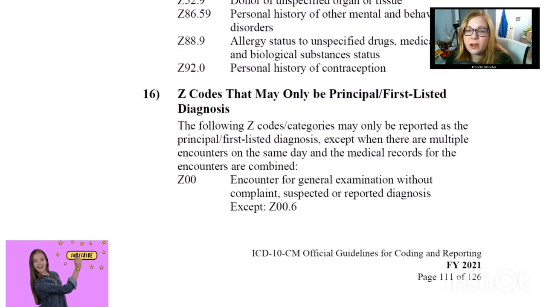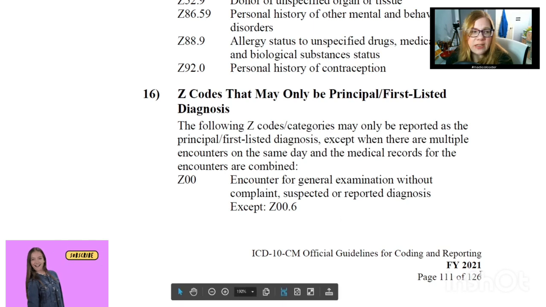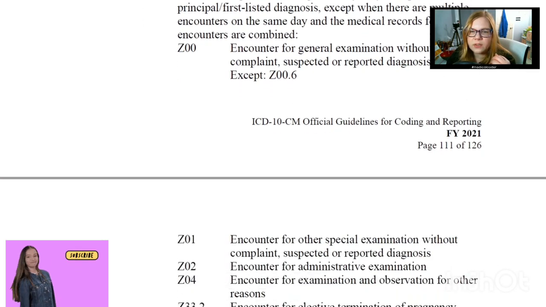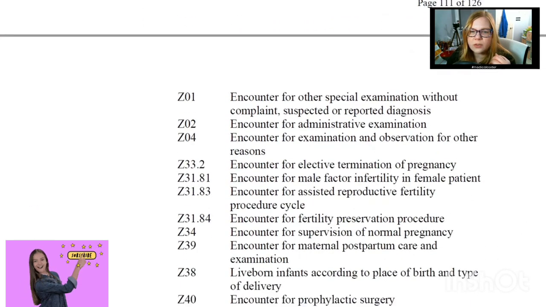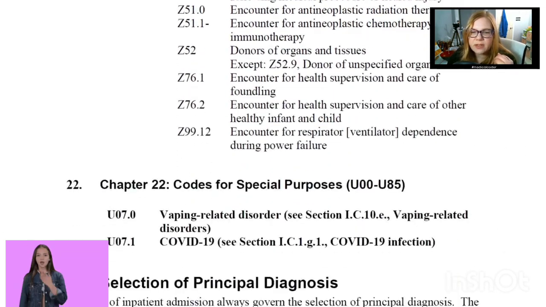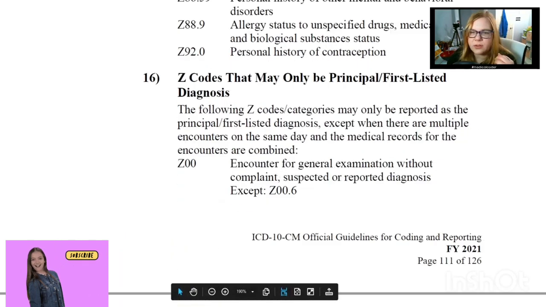Z codes that may only be the principal or first listed diagnoses. So the following Z codes in these categories that they're listing here may only be reported as the principal or first listed diagnosis, except when there are multiples of these types of codes. So let's take a look here. We have Z00.0. Those may only be reported as the first listed diagnosis. Z01, Z02, Z04, Z33.2, etc. So these have to be listed as the first listed diagnosis or principal diagnosis.